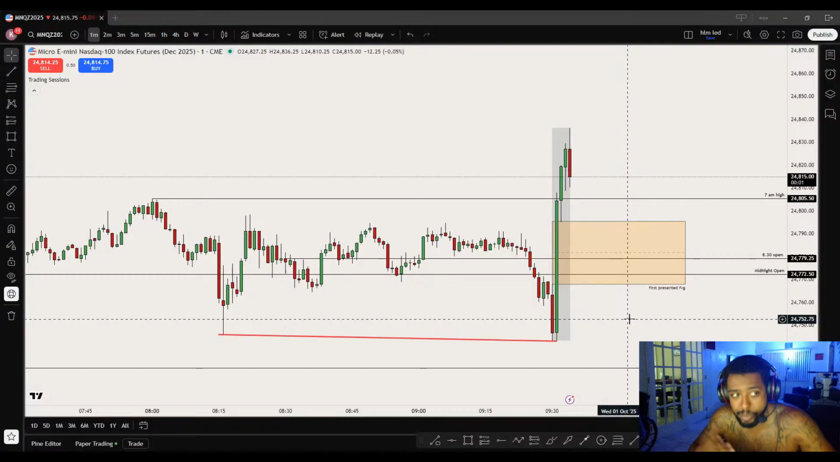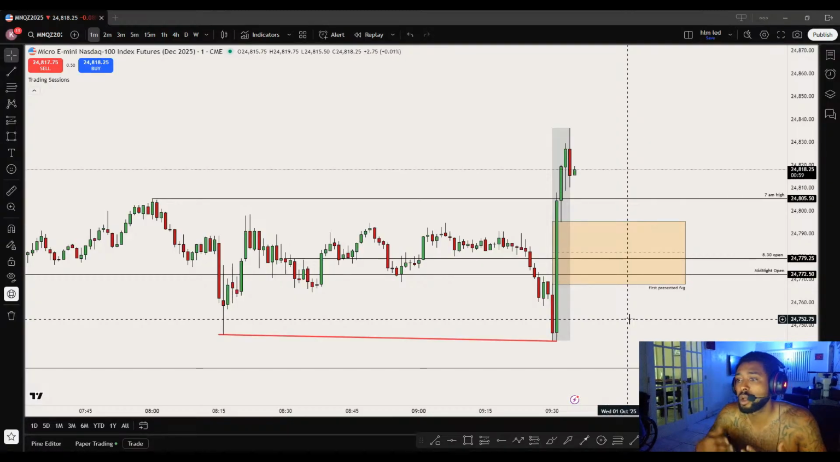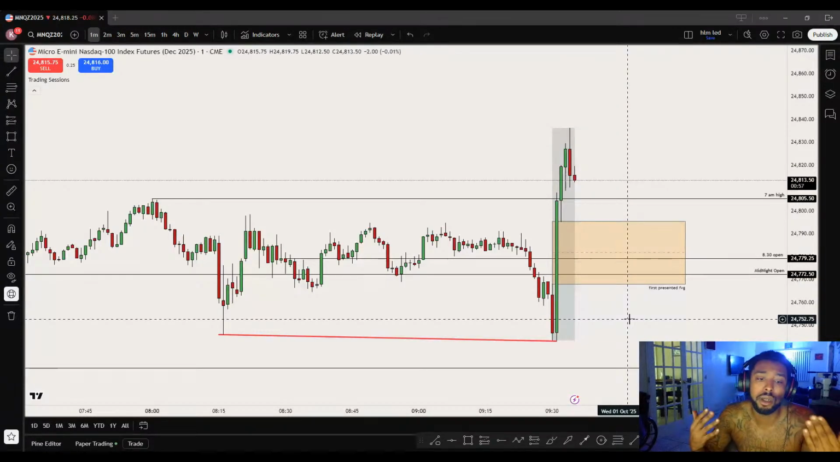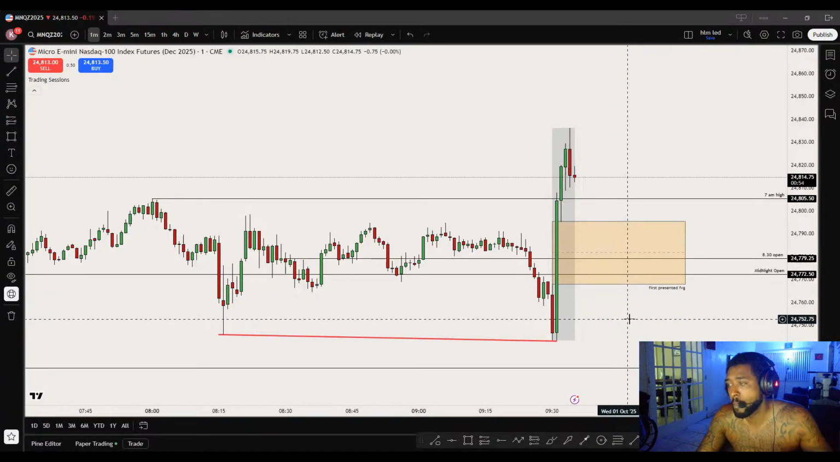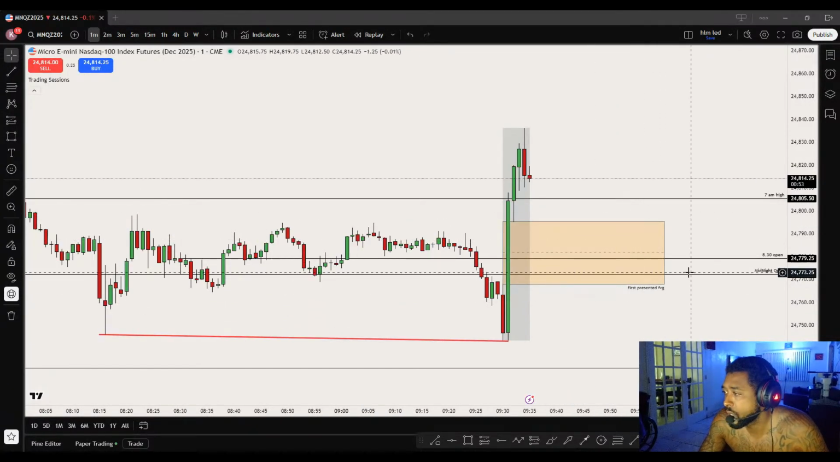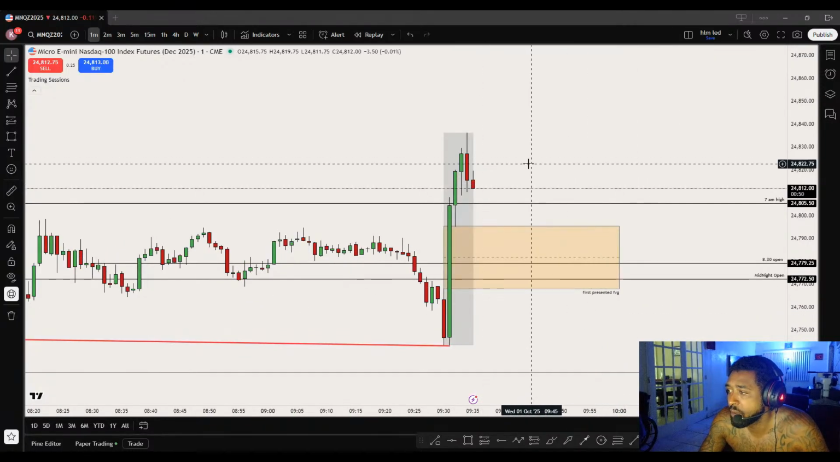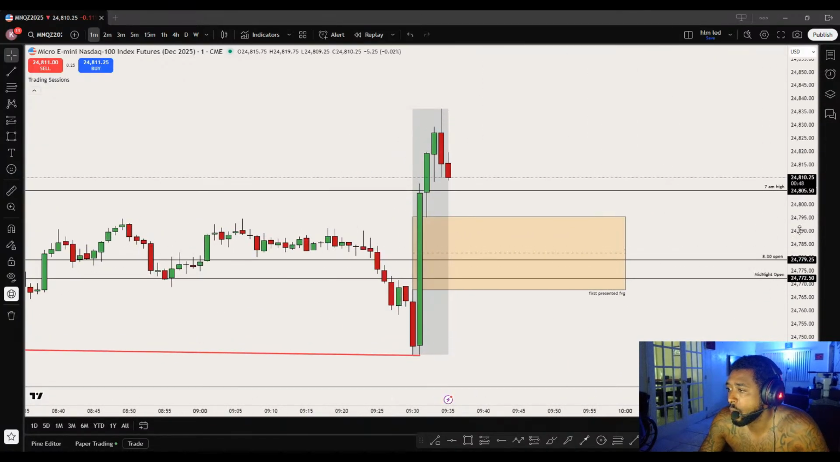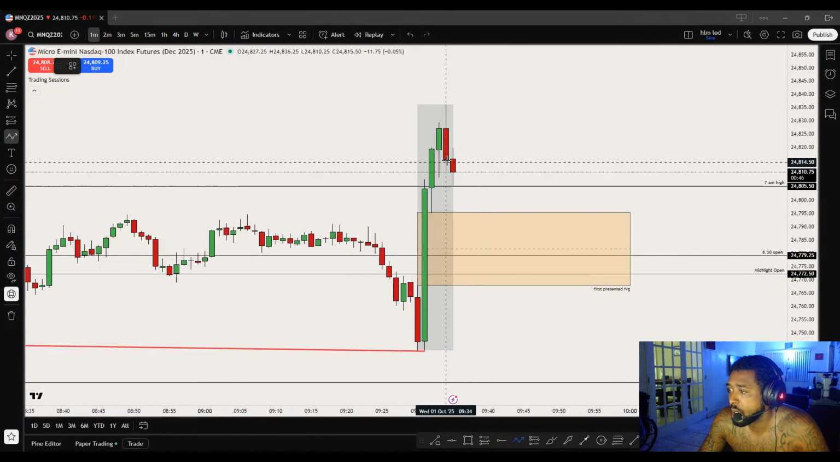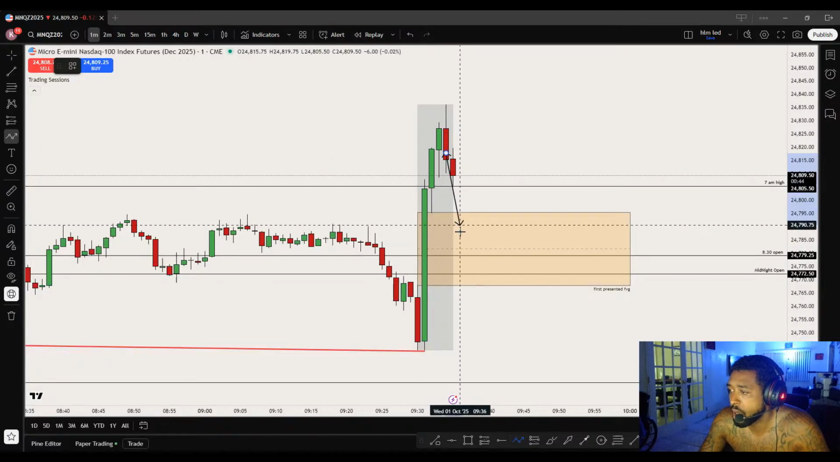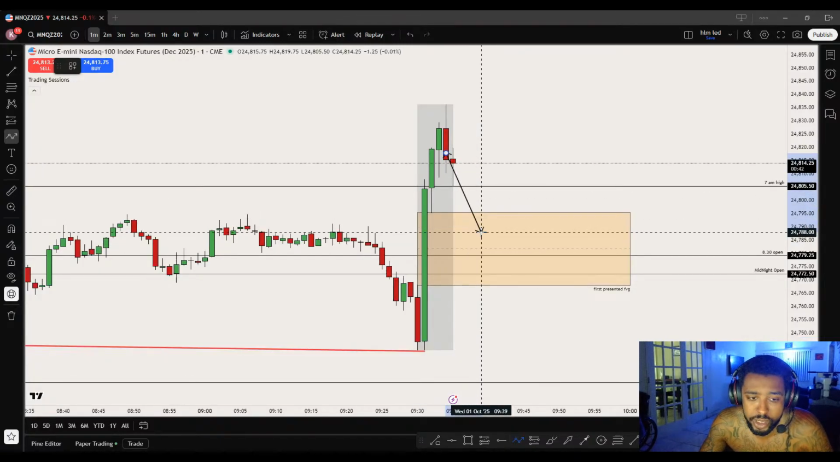I'm not making money. They're making money. So that's why you never want to get in on breakouts. You want to wait for it to come back and retest the zone that you're looking at, right? So I want to see if it had the willingness, right, to come back to this bullish fair value gap, which is also the first presented fair value gap.